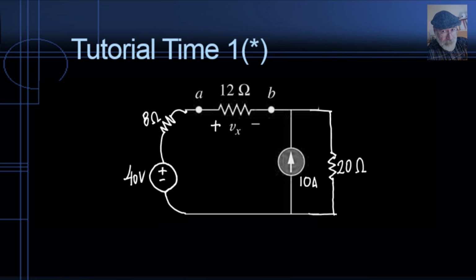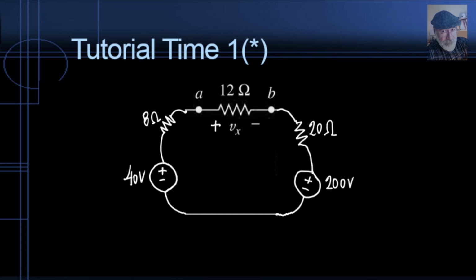What about the one on the right? 10 times 20, that is 200 volts in series with 20 ohms. There you go. What is next? Now we simplify those two voltage sources in series, that is 200 minus 40, because they are, of course, in series, but they are opposing one another. 200 minus 40, that is 160, and 20 and 8, those are in series, that is 28 ohms.